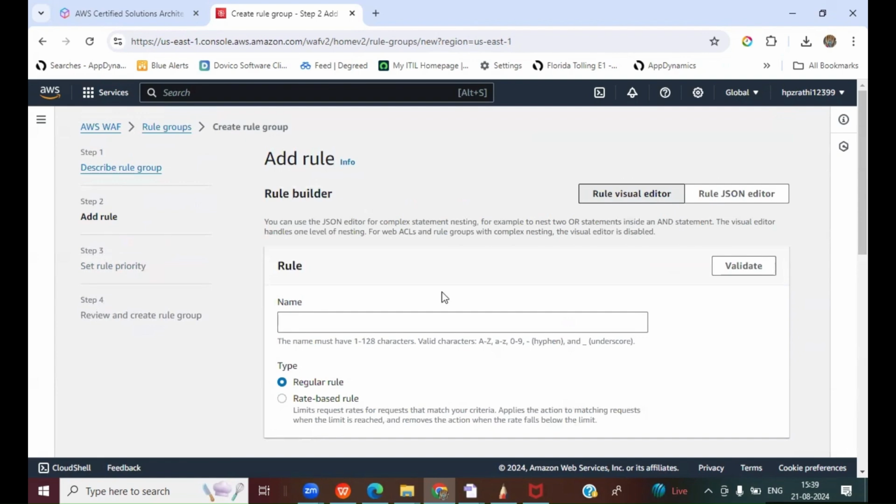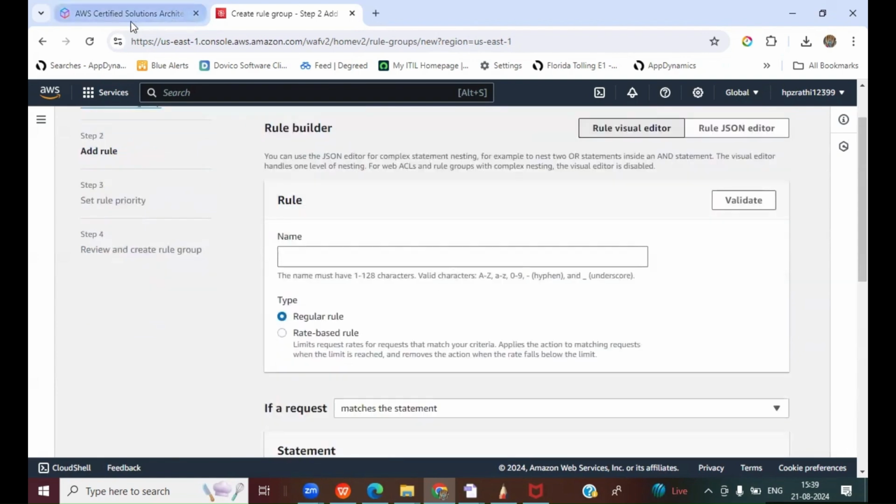If I click add rule, there are two categories here. One is a regular rule and the other one is a rate-based rule. In our question, they say that there should be a minimal impact on the legitimate requests. So in that case, you have to go for a rate-based rule where you can set a condition that only if you are getting illegitimate requests to the count of 50 or to the count of 100, then you block the traffic. That is the reason we typically have to go for a rate-based rule in this scenario.